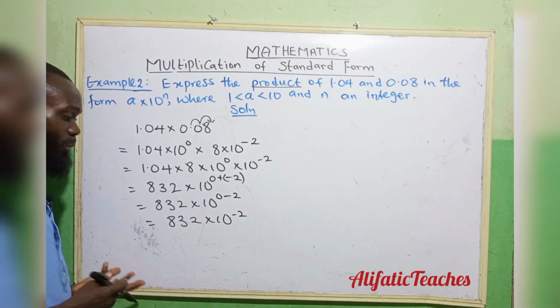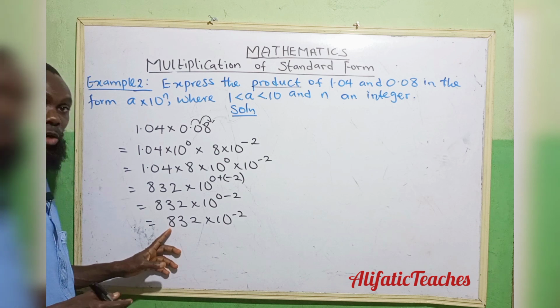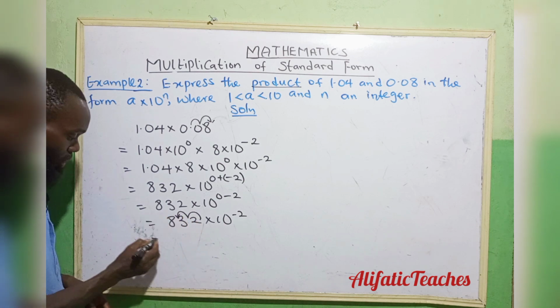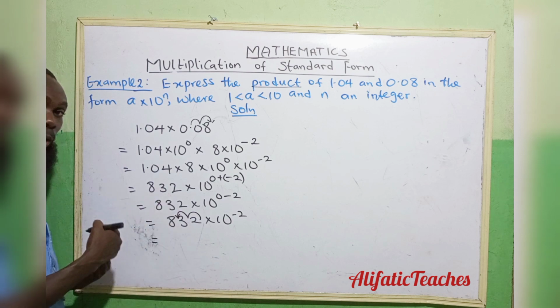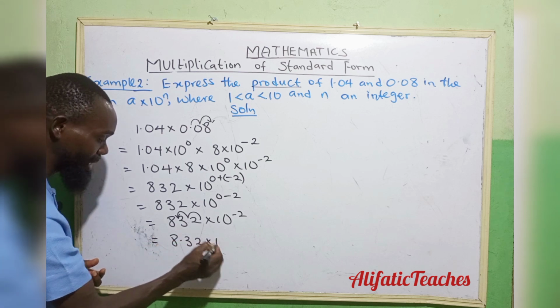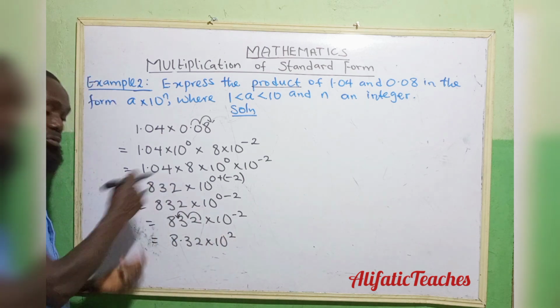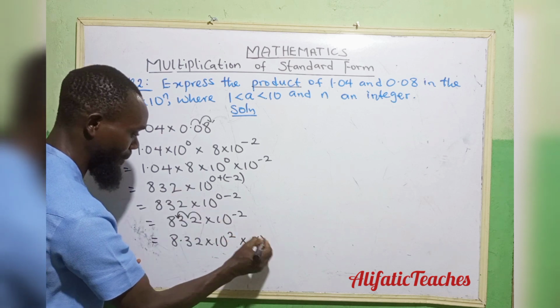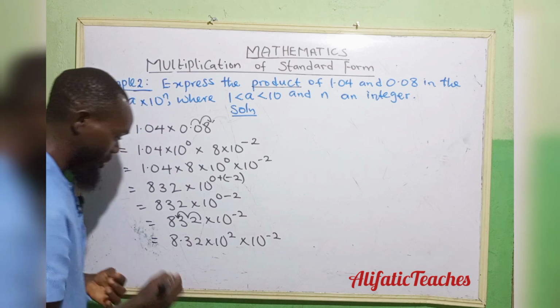But to put this in standard form, our point must be at the back of the first digit. So we have 1, 2. Since we are moving forward, the power of 10 will be positive: 8.32 times 10 raised to the power 2. We are moving forward, that's the power 2, multiplied by 10 raised to the power minus 2.